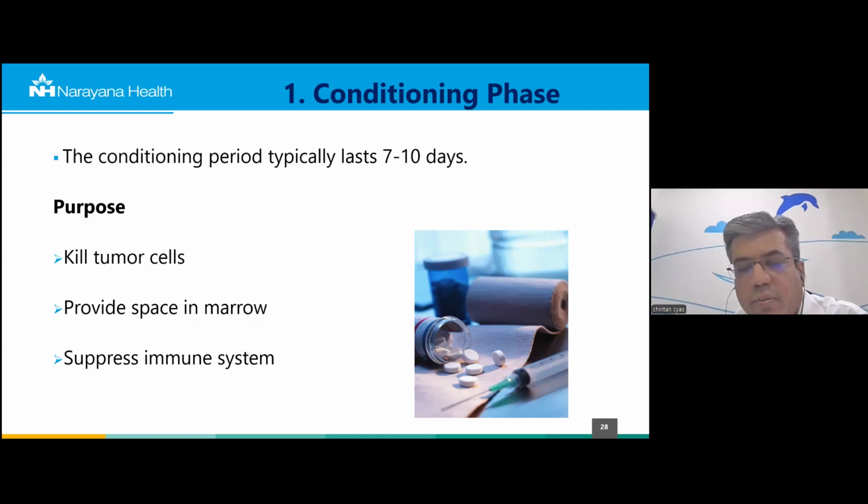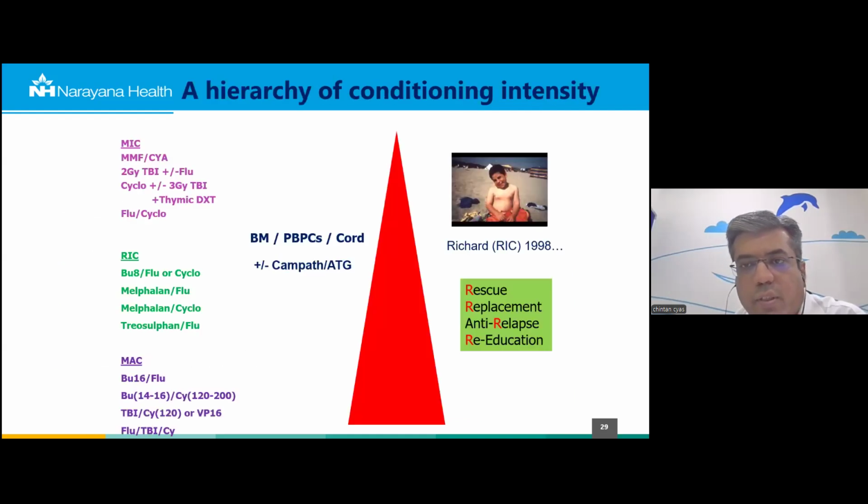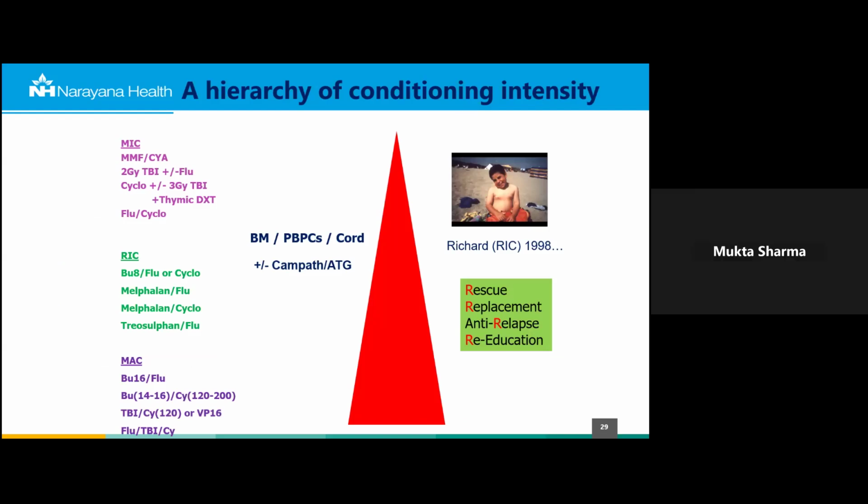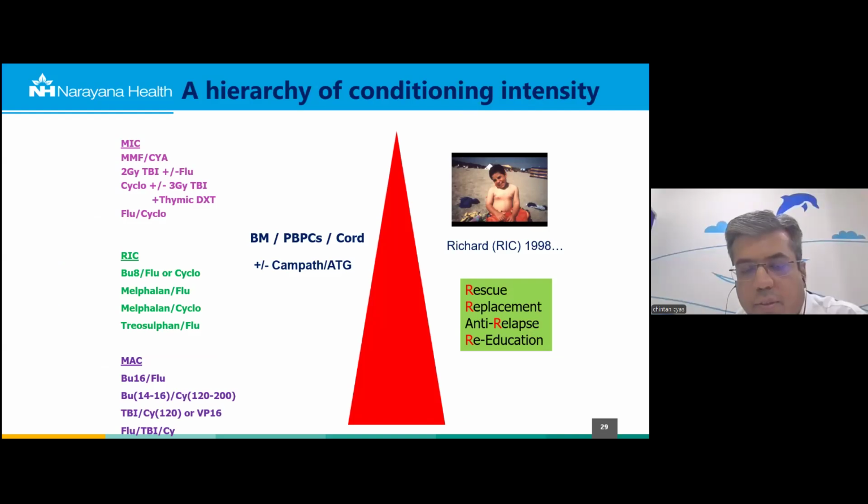So the three aims are to kill the tumor cells, particularly in the solid tumor; to provide a space in the marrow so that the donor cells can establish in the hematopoietic system; and the third one is to suppress the immune system of the host so that it does not reject the donor. Now, what does a conditioning regimen consist of? It consists of chemotherapy, radiotherapy, and ATG or serotherapy or radiation.